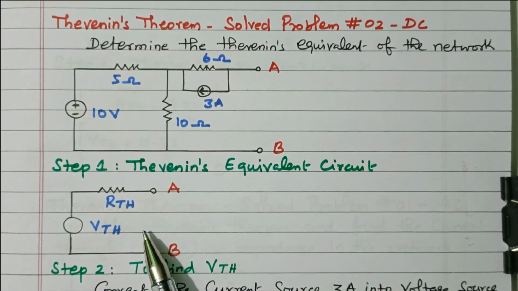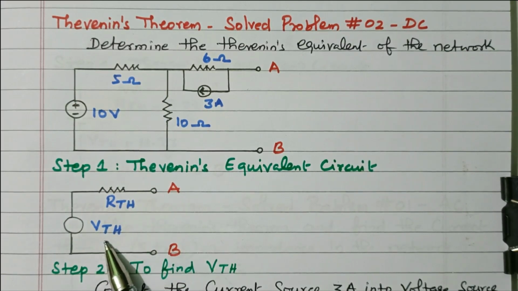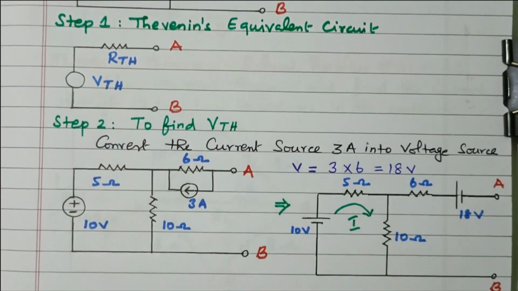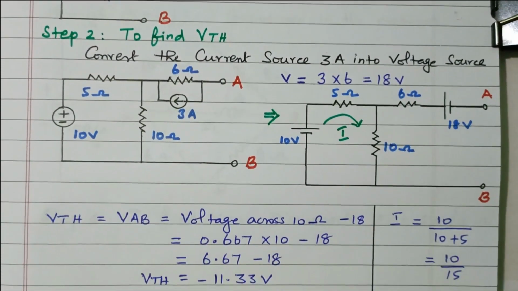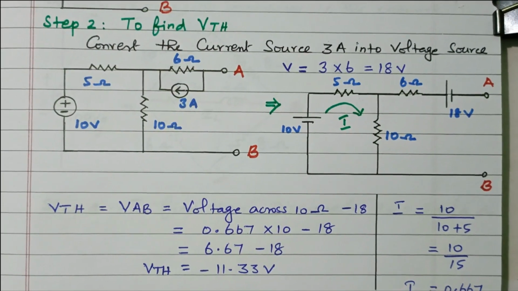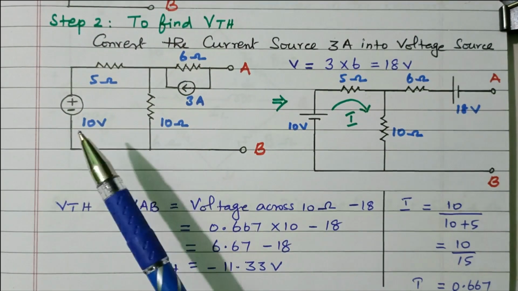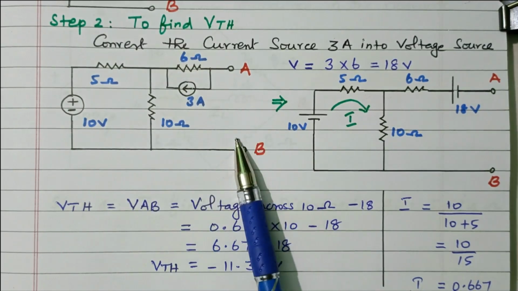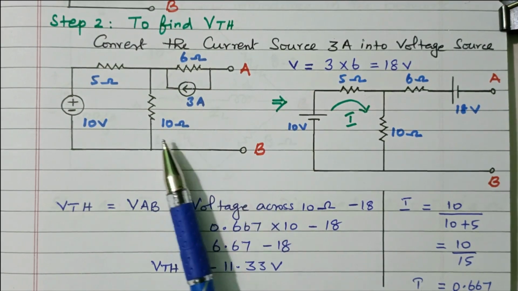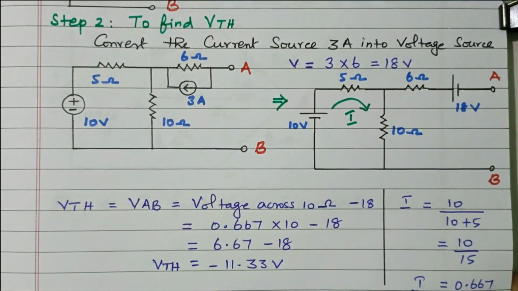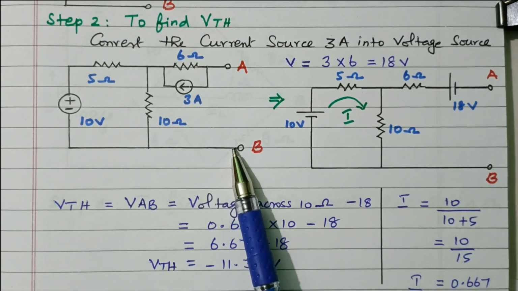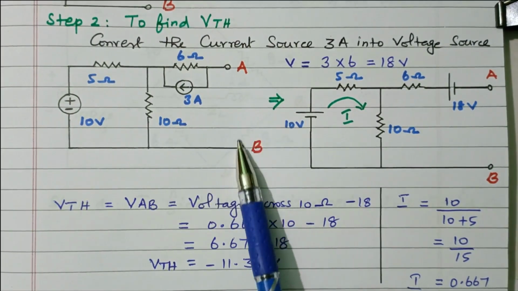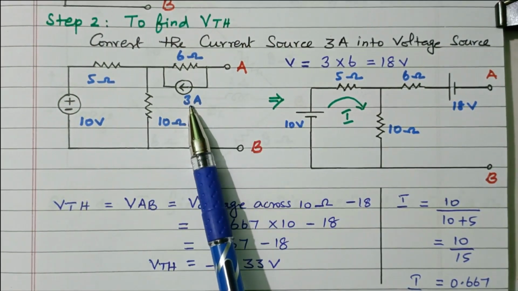Now we'll go to the second step. First we will find the V Thevenin, that is the open circuit voltage with the terminal AB. Second step is V Thevenin. To find V Thevenin, this is the given circuit. The terminal is open circuit. It is already open only. There is no resistor available across AB. So this V Thevenin is nothing but the voltage across AB. Here one current source is there.